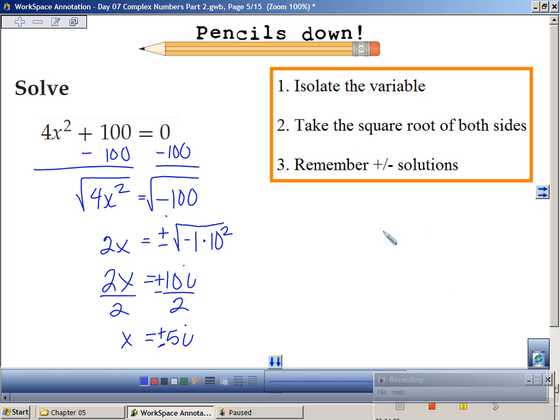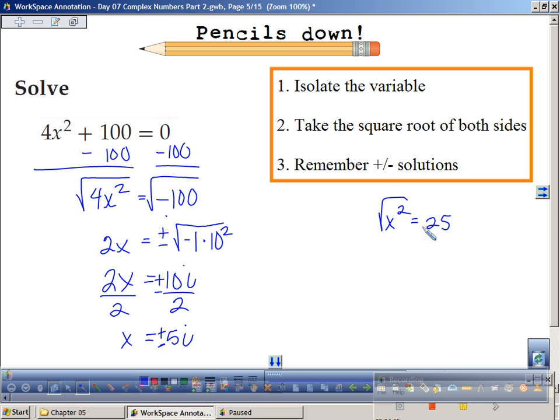Alrighty. Here's another example. What if x squared equals 25? How do I solve that? Take the square root of both sides. So x equals 5. That was easy?